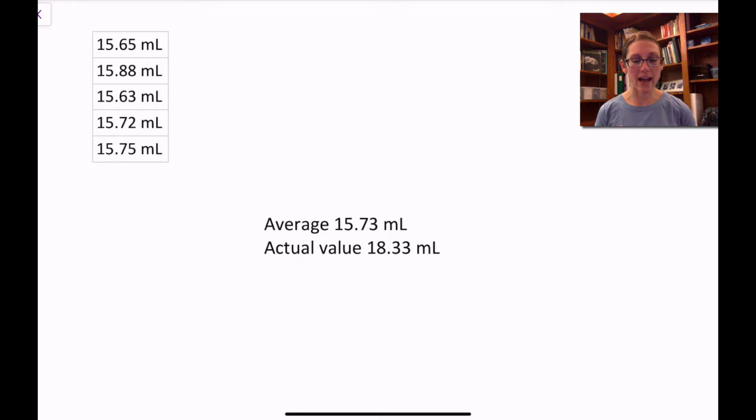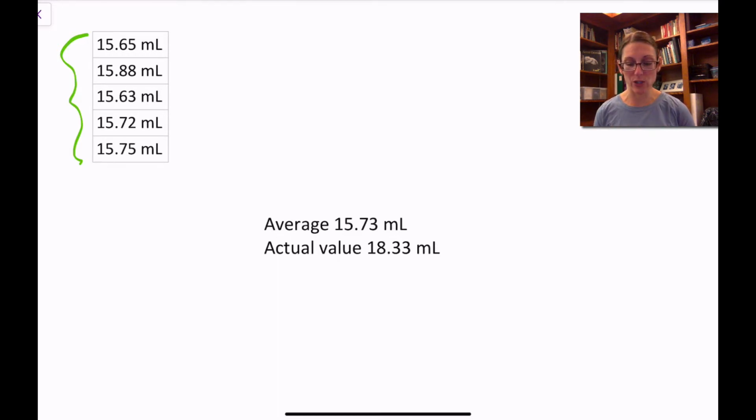So let's say I have some measurements. So here there are 5 different measurements using volume, using milliliters for your unit. So 15.65, 15.88. As I look at all 5 of these measurements, they're really pretty close together. They're all 15. There's a little bit of variation when you get to the tenths place and the hundredths place, but in general they're pretty closely grouped together.